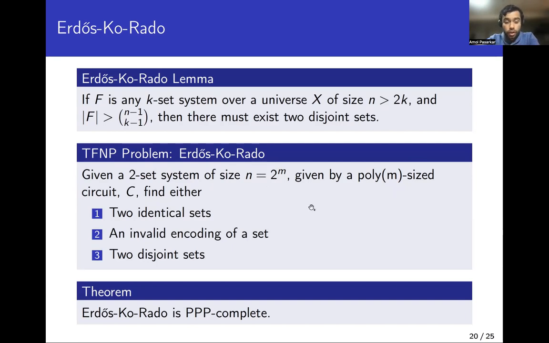So what we find is that if we have a circuit that is able to generate this collection of k-sets, then this problem, Erdős-Korada, is actually PPP complete.